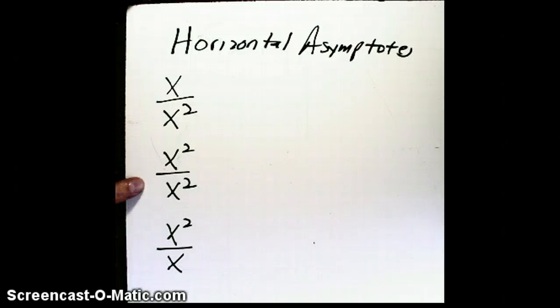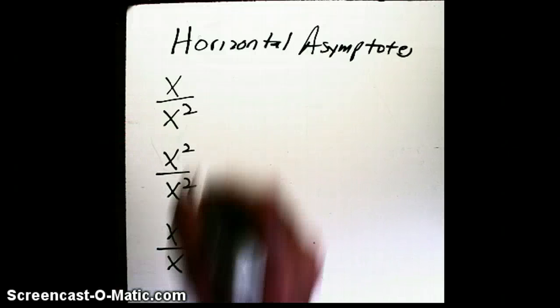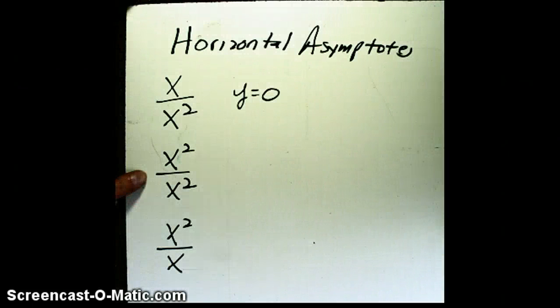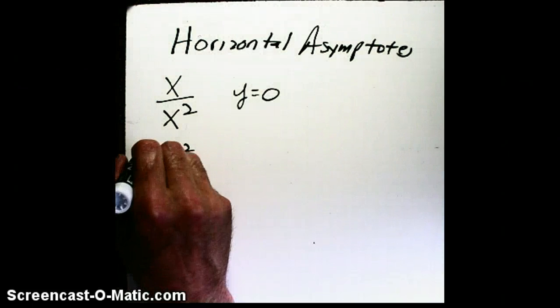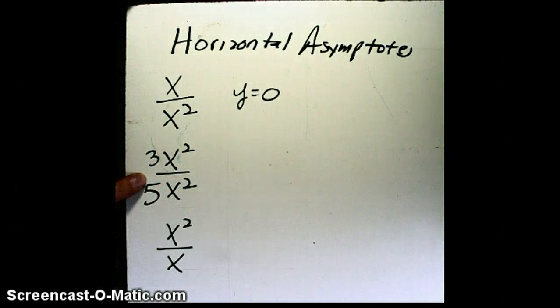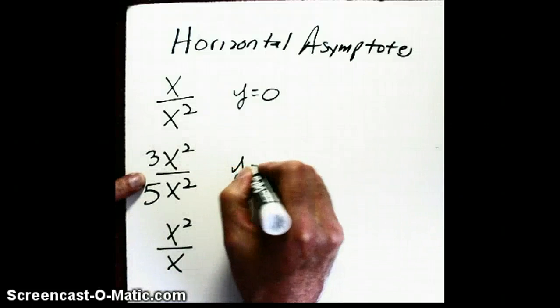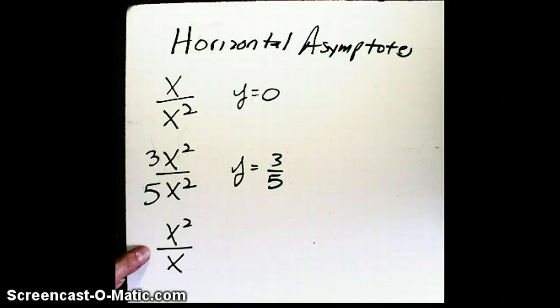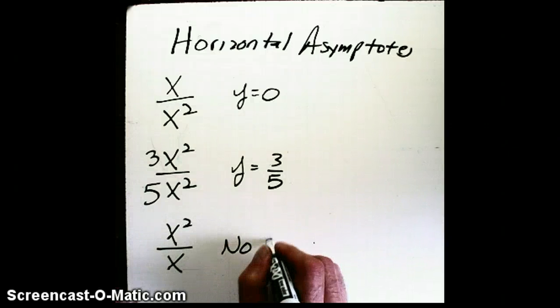Here are three cases. Look at the power of the leading terms, the variable of the leading term. Here, the bottom was higher, so the horizontal asymptote is y equals 0. Here, they're the same. So whatever these coefficients are, let's just say that was 3 and that was 5, believe it or not, the horizontal asymptote would be the line y equals 3 over 5. Now here, the power at the top is higher, so there's no horizontal asymptote.